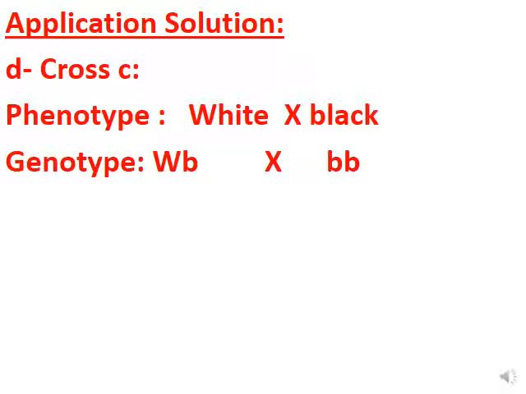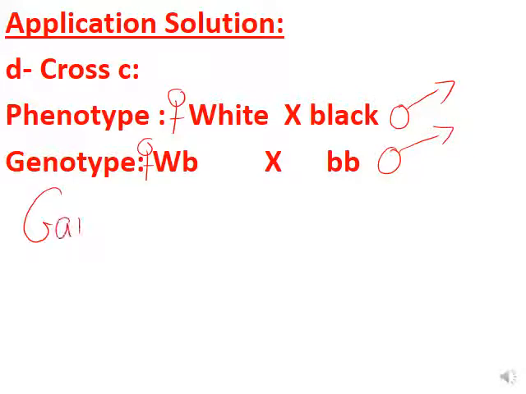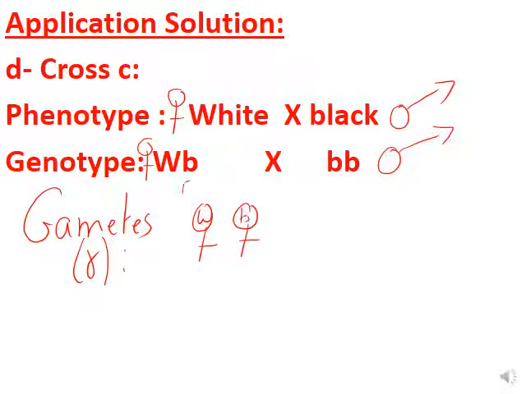Cross C, they crossed the white with the black. White was the female, with the black, the male. So genotype for the female is WB, with the black B small B small. Moving to the gametes, of symbol gamma. We have two different types of gametes from the female, W and B small, 50% and 50%. While here we have only B small, which is 100%. Moving to the table of cross and the table of results.